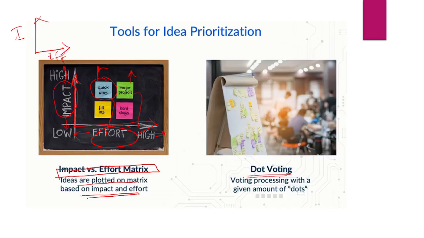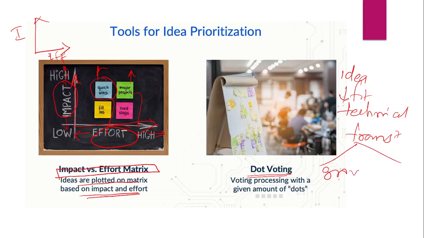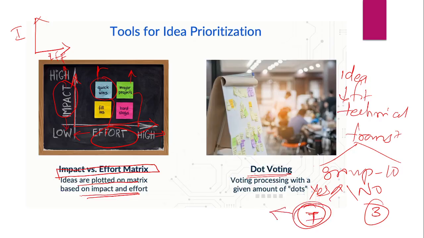For example, I am saying that this idea can easily be converted, is fit for technical transformation. I have a group of people, for example, a group of 10 people. I put this idea to the group and ask you to put a vote: whether it is technically possible, yes or no. Here, 7 people say yes, 3 people say no. So the 7 people said yes, and this is the majority vote, so this idea can proceed for further processing. This is a tool for idea prioritization.